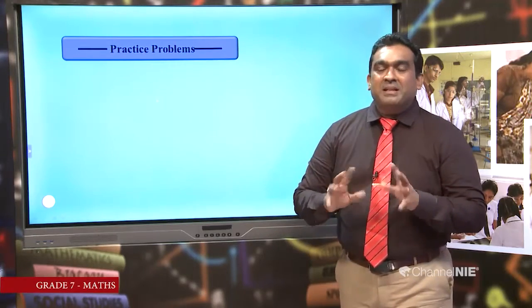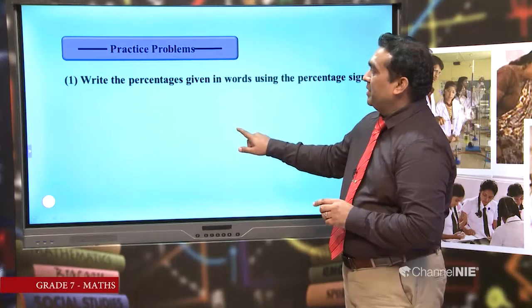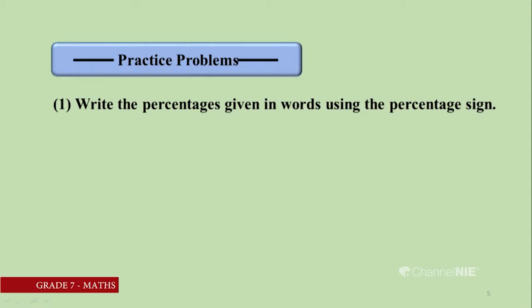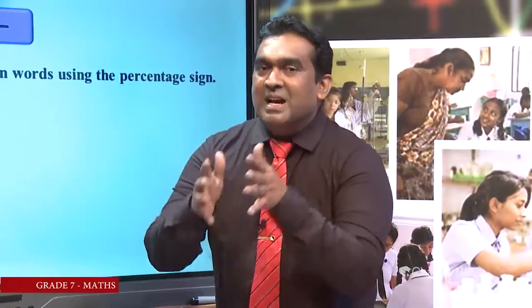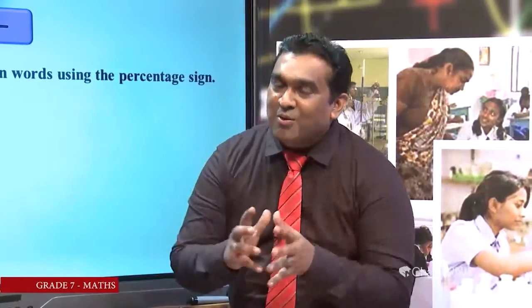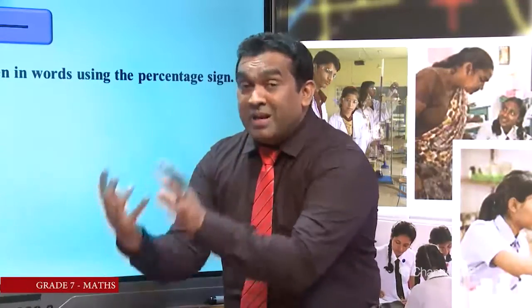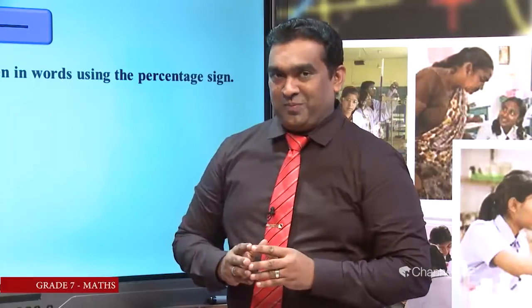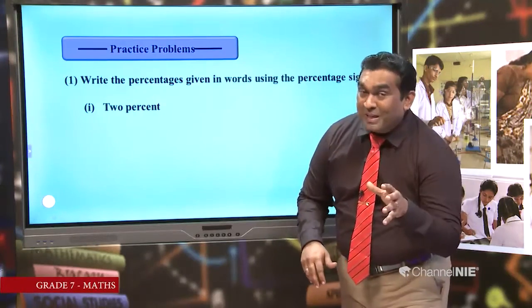Now, there are some practice problems. We can practice the concept of percentage. How? Write the percentages given in words using the percentage sign. 2%. As I told you, the percentage sign should be kept after the numerical value. What is the numerical value here? 2. 2, then the percentage symbol. That is how we convert word form into numerical form, or digit form, using the symbol.